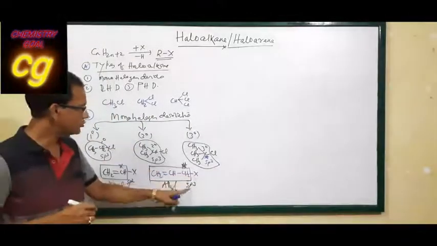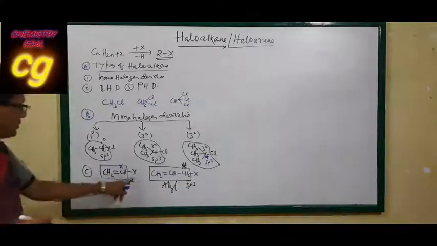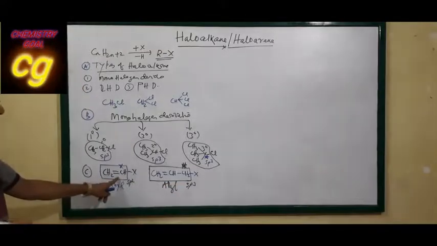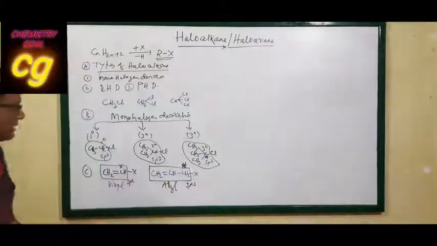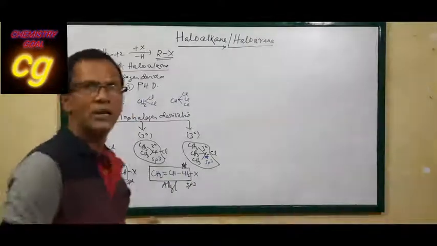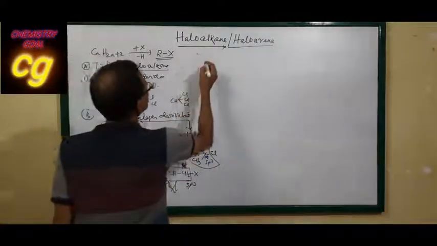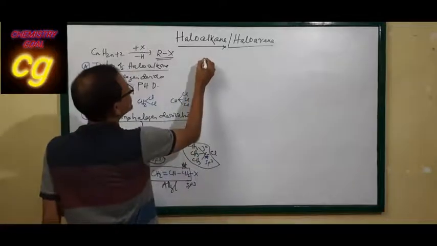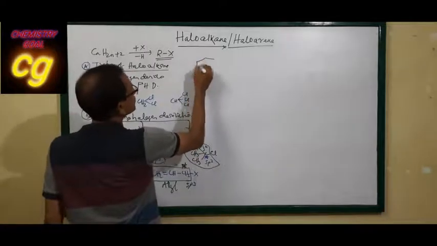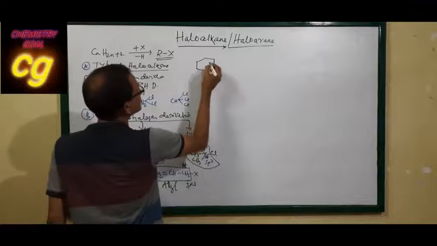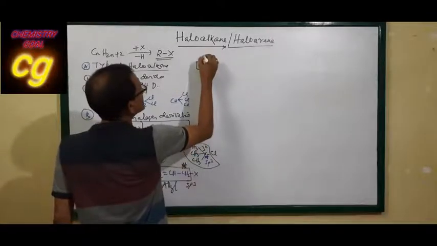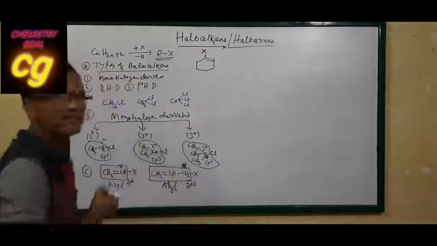Here the halogen is attached to an sp3 carbon. Here the halogen is attached to an sp2 carbon, because the double bond is here. Here is a single bond, that's why it is sp3. But in the case of an aromatic compound, you see the difference in this group. If it is attached, this is a cyclic compound.